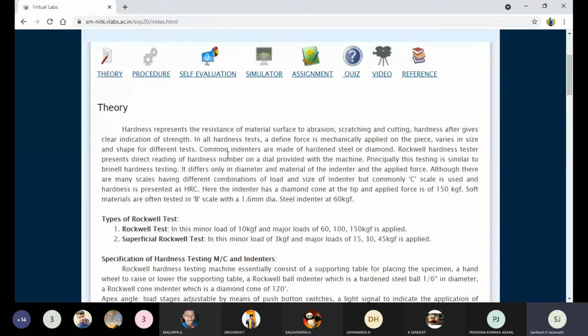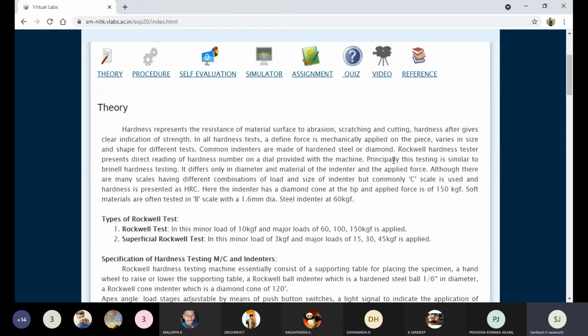We will not take much time for theory. You can read it yourself; I will only highlight the important things. This is the definition. Everybody should understand the definition first, because the first question that arises in the examiner's mind is, define hardness. If you are not able to define hardness, they will not allow you to conduct the experiment, whether internal or external. If you cannot define the basic property, how can you be allowed to conduct the experiment?